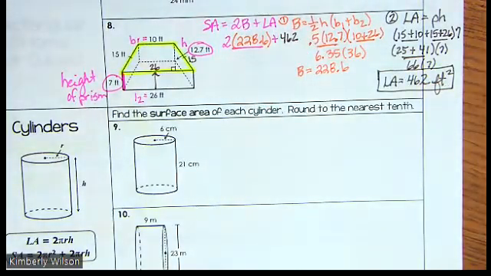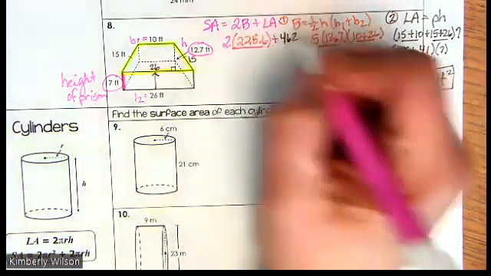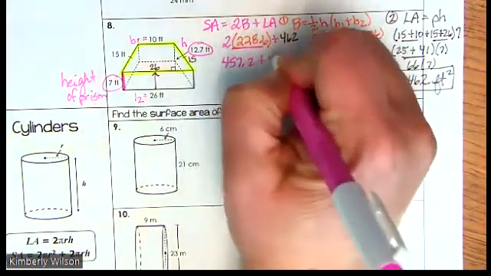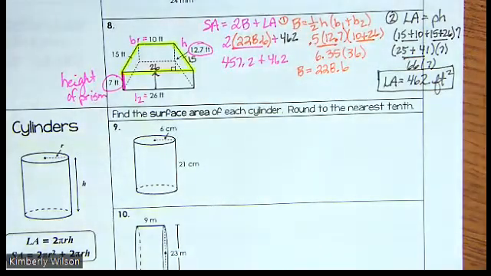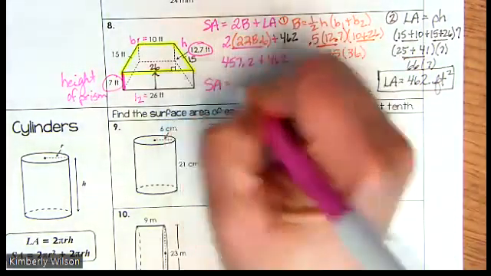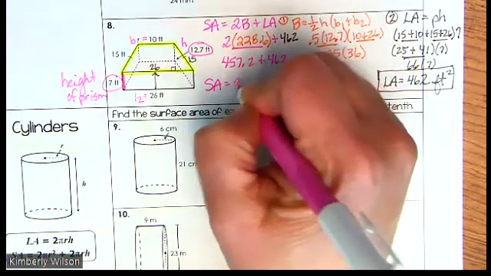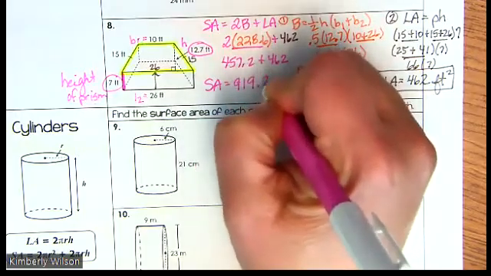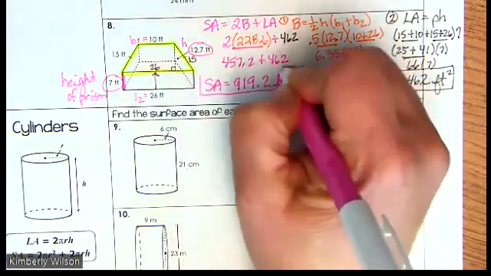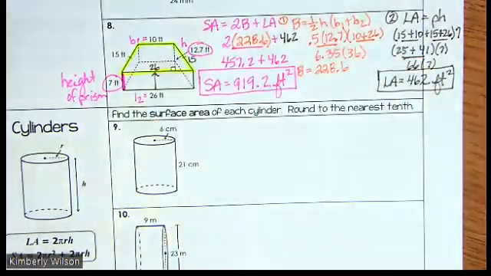I have times 2. So this is going to give me 457.2 plus a 462. And that gives me a total surface area of 919.2 feet squared. This is going to be a longer video, guys, because there's so many different shapes.